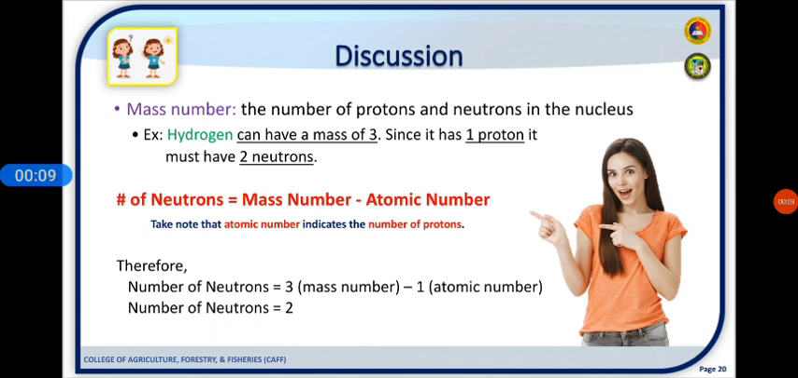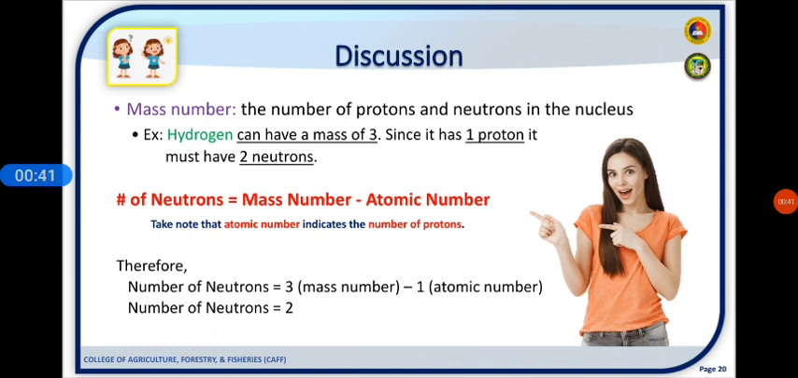Now let's continue. Mass number. This refers to the number of protons and neutrons in the nucleus. For example, hydrogen can have a mass of 3. Since it has 1 proton, it must have 2 neutrons, okay? And how are you going to get the number of neutrons? Just use this formula. Mass number minus atomic number.